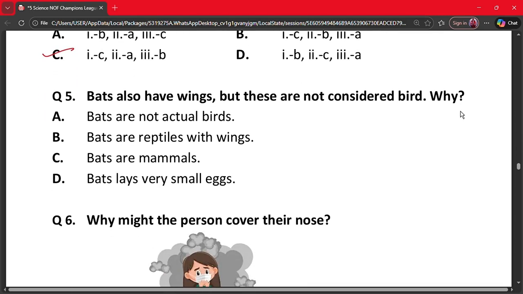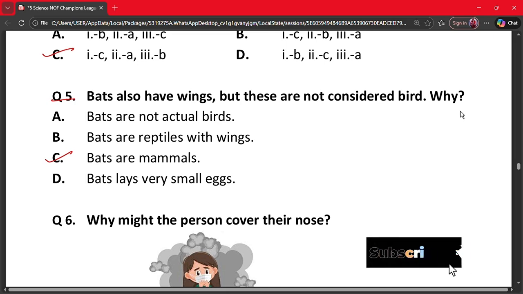Let's move on to the next question, that is question number 5. Bats also have wings, but these are not considered birds. Why? A. Bats are not actual birds. B. Bats are reptiles with wings. C. Bats are mammals. And D. Bats lay very small eggs. The correct answer is option C.